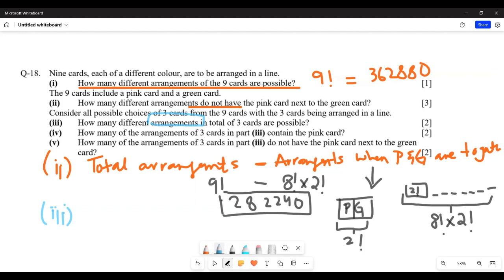Okay, so now from the 9 cards, you have to arrange 3. So that's going to be 3 slots available, but the cards are total 9. So that's going to be 9P3, which is 504.